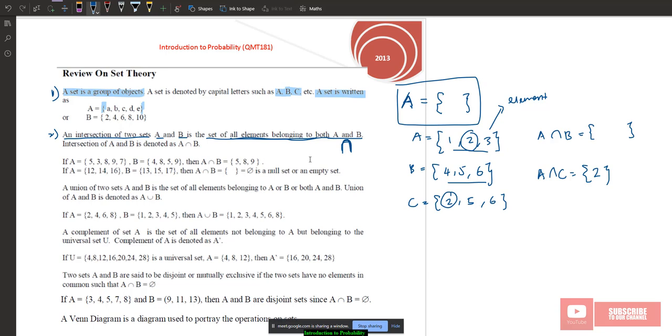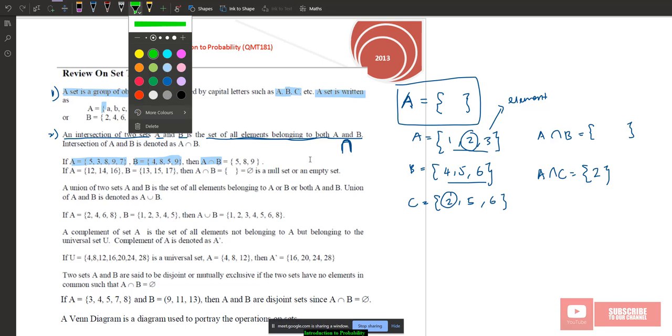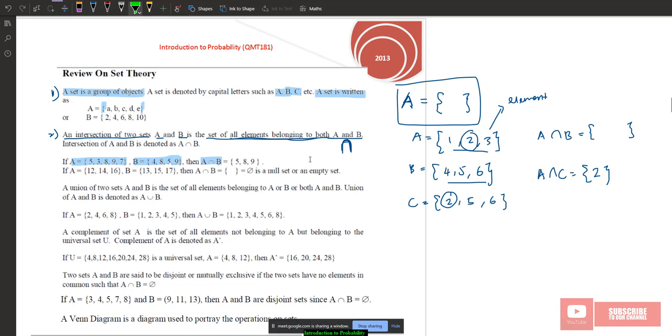So if you look at this example, if A is equal to 5, 3, 8, 9, 7 and B is equal to 4, 8, 5 and 9. So A intersect B is the elements that belong in A and B. So we have 5 here and then we have 8 here and we also have 9 in common. So that's why A intersect B is 5, 8 and 9, right?